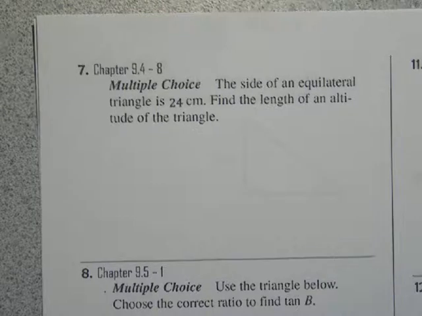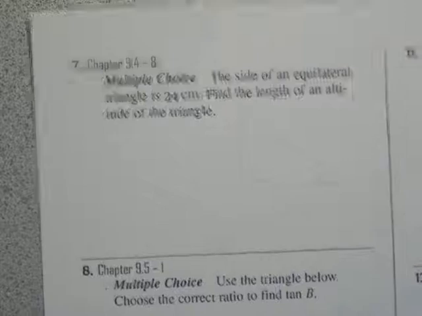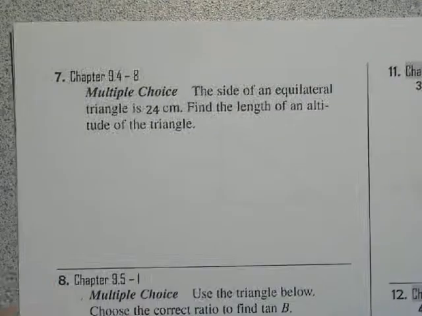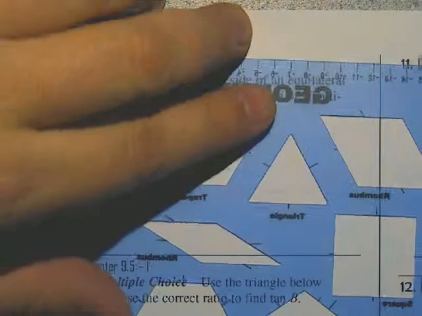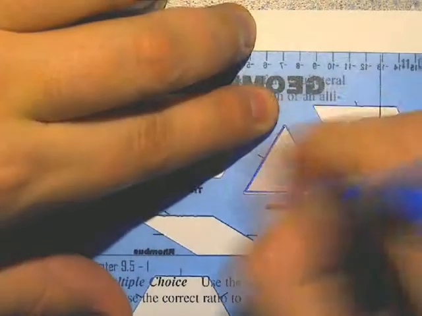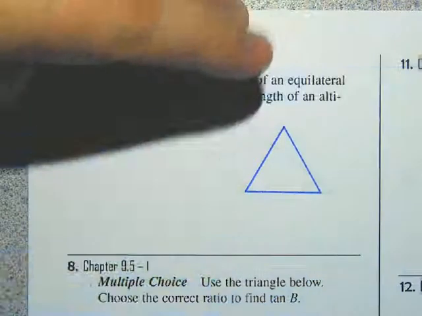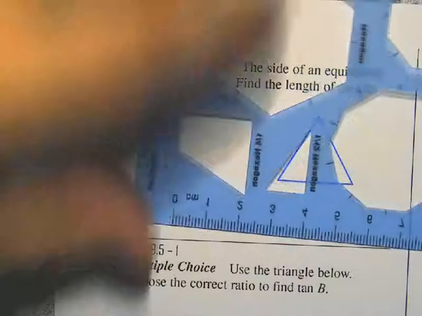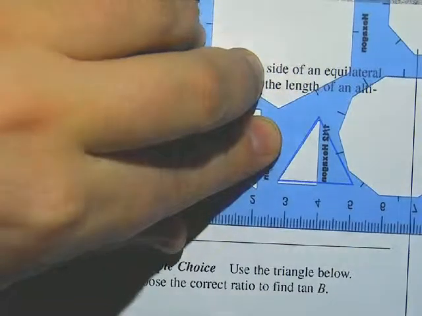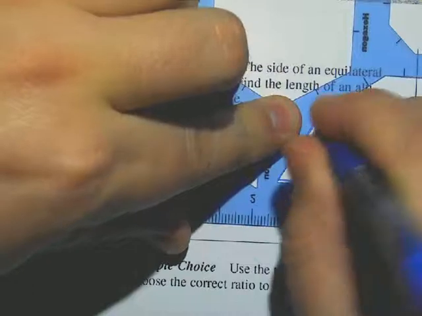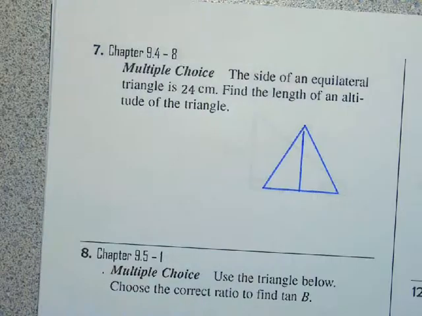Okay guys, this is page 2, starting with number 7 up here. The side of an equilateral triangle is 24 centimeters. So you guys remember that an equilateral triangle is a triangle that has 3 equal sides. I'm going to go ahead and use my little handy dandy picture maker here. And it just so happens that they gave us a nice perfect half of this triangle here. So I'll go ahead and do that.